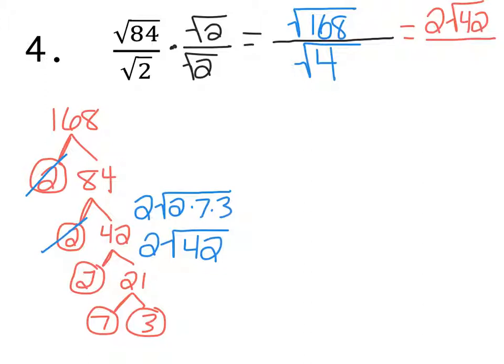Now what's the square root of 4? You could do the factor tree if we want to, but we know it's 2. Okay, so right now our answer is 2 square root of 42 over 2. Is there anything else we can do? We can cross out the 2's. We have a 2 on top and a 2 on bottom. So our answer is square root of 42.